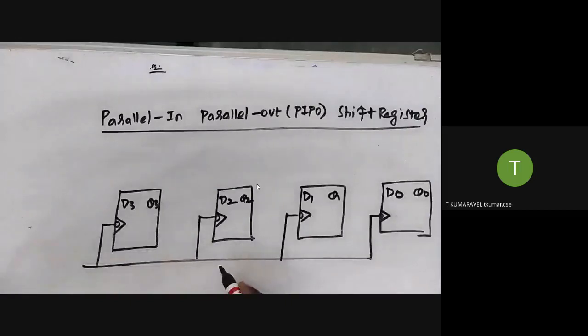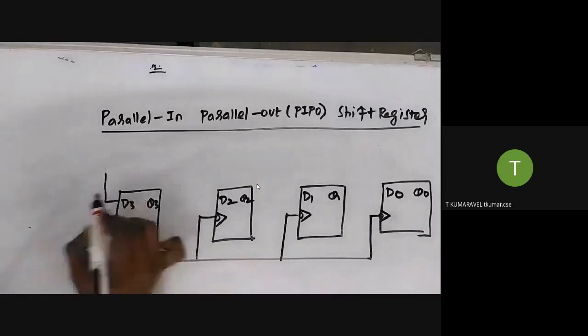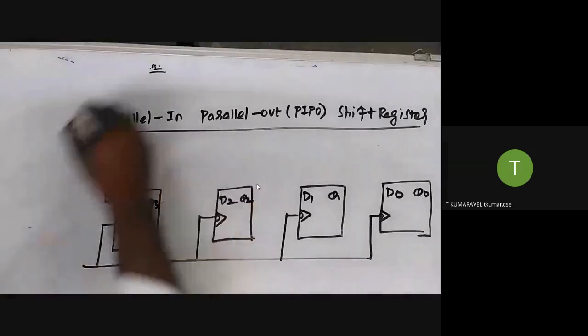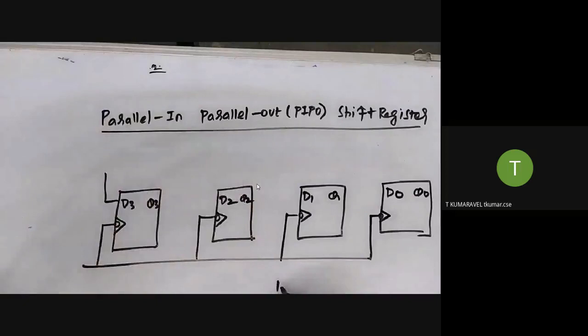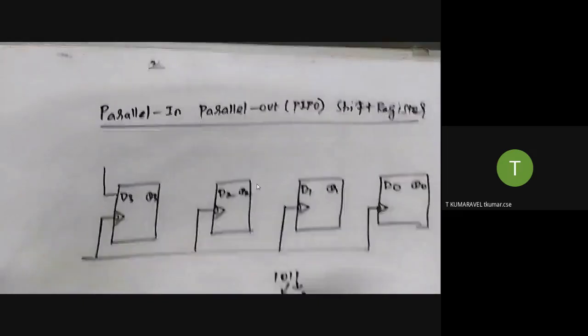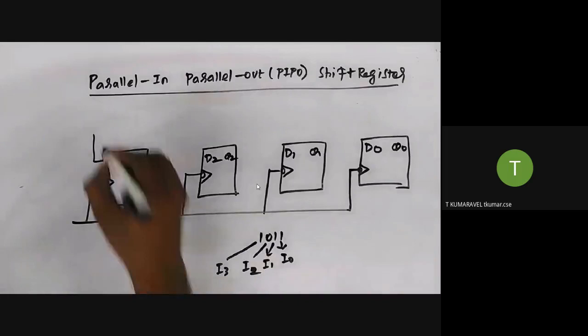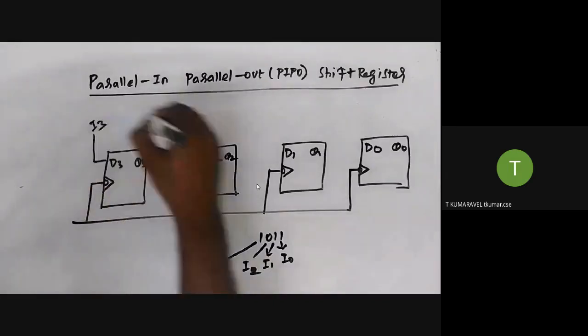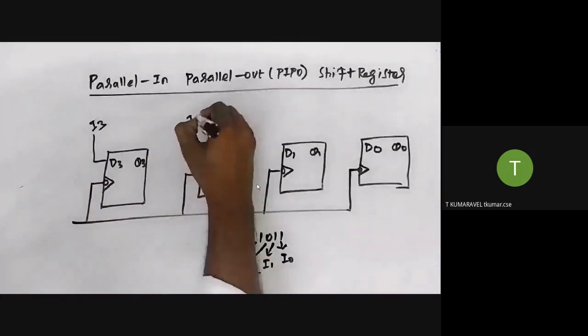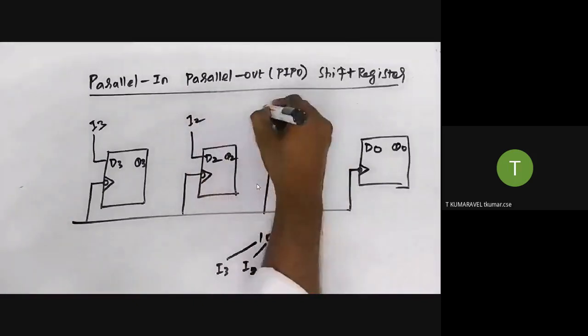What is the concept? Suppose you have the data 1 0 1 1 in parallel. For labeling the bits, this one is called I3, this one is called I2, this one is called I1, and this one is called I0.